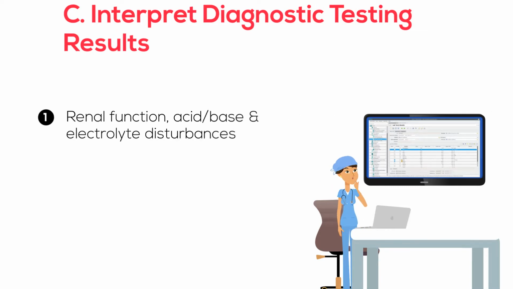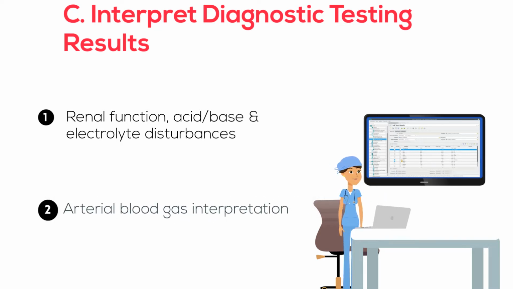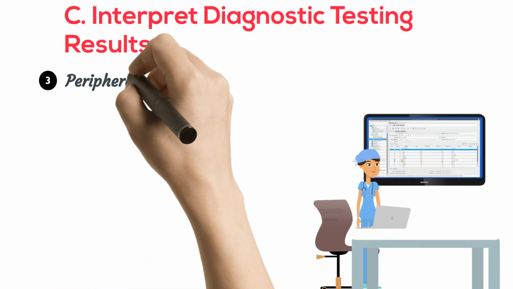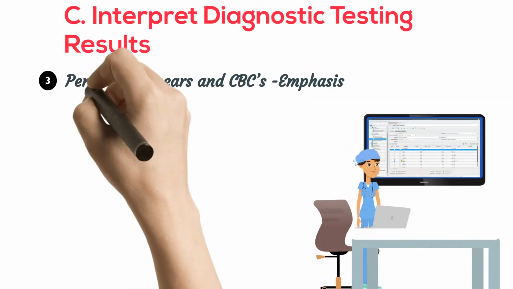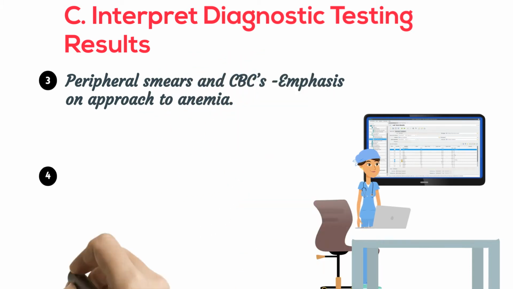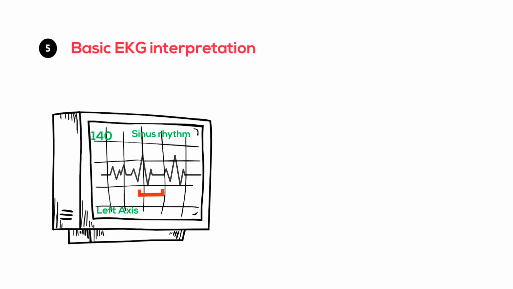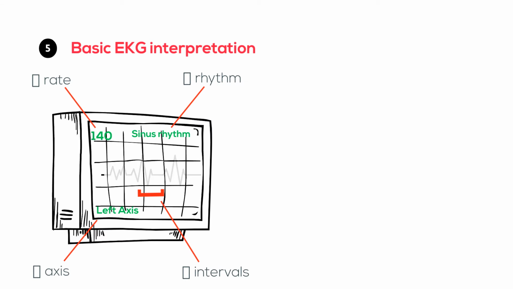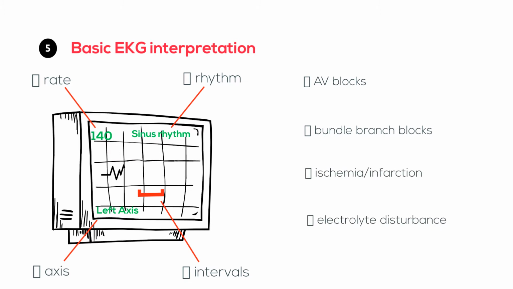For example, renal function, acid base and electrolyte disturbance, arterial blood gas interpretation, peripheral smear emphasis on approach to anemia, liver test interpretation, basic EKG interpretation, rate, rhythm, axis, interval, recognition of AV blocks, bundle branch blocks, ischemia/infarction, electrolyte disturbance, ventricular hypertrophy.